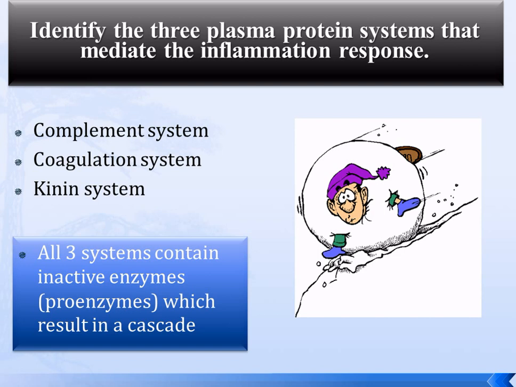The second one I think you can probably figure out, but the coagulation system, what's it there for? Clotting blood, yep. And the third one, the kinin system, has a lot of responses, but part of its response is a pain response.